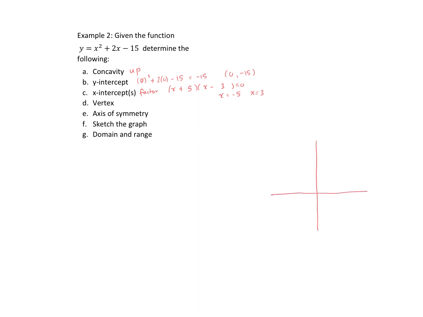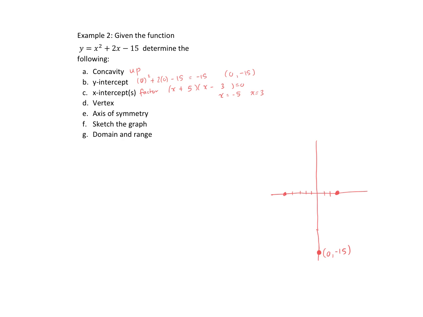Okay, so I've got negative 1, 2, 3, 4, 5. 1, 2, 3. There's my x-intercepts. My y-intercept is down here somewhere. I don't have to be too accurate. I'll just put it there, 0, negative 50.